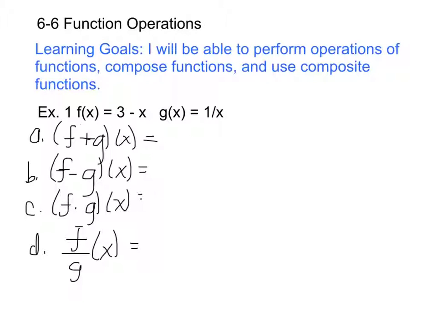Okay, so we're going to use this given function, f of x equals 3 minus x, and g of x equals 1 over x, and we're going to perform these operations. So let's start with adding them. So we're going to take the f function and add the g. And if you can combine like terms, you will. If not, you have to leave it. And then we're also going to find the domain.